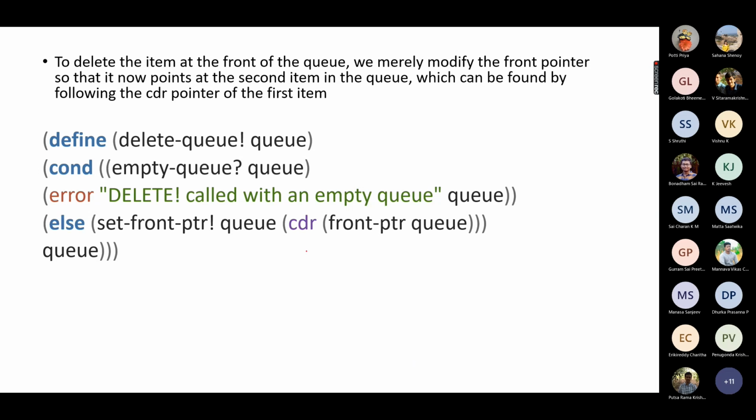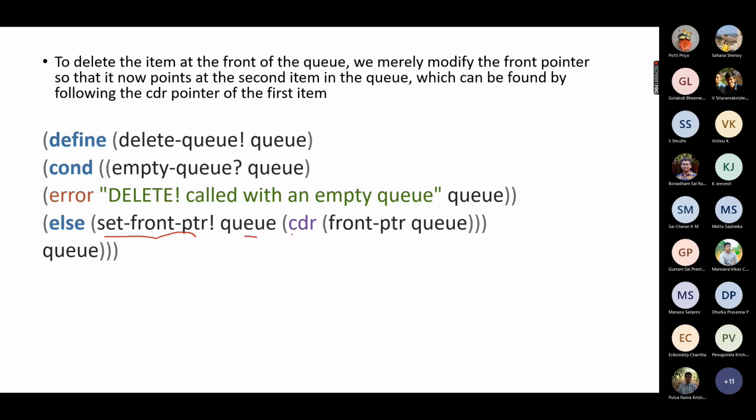Okay, how to delete the queue? Condition: empty queue, raise an exception. Otherwise, go to the else part. Set front pointer. Here you have to be very careful. Set front pointer. You are applying the mutator for the front pointer in the queue.